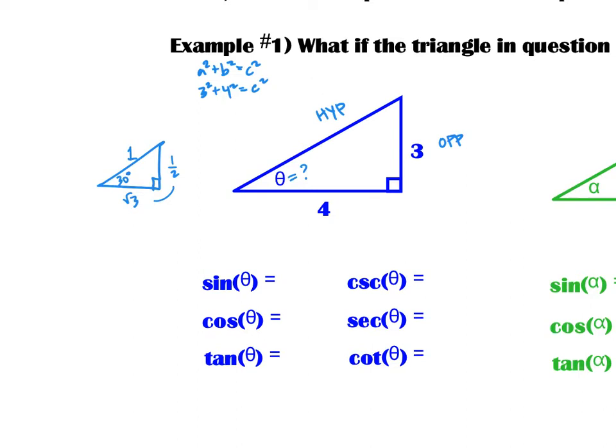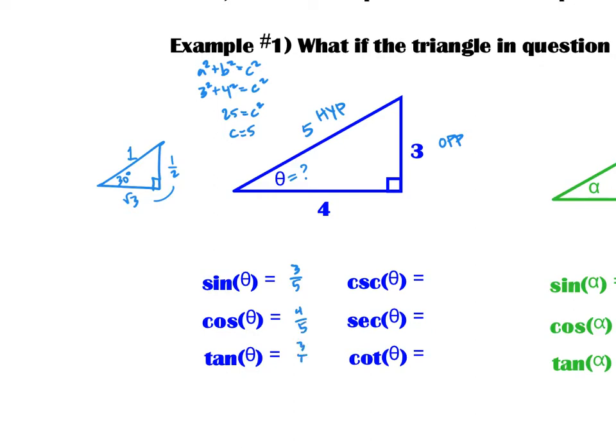So I'm going to add 9 and 16, gives me 25. That's c squared, therefore c is 5. Therefore our hypotenuse is 5. And now I can go ahead and write out all 6 ratios. Sine would be 3/5. Cosine is 4/5.